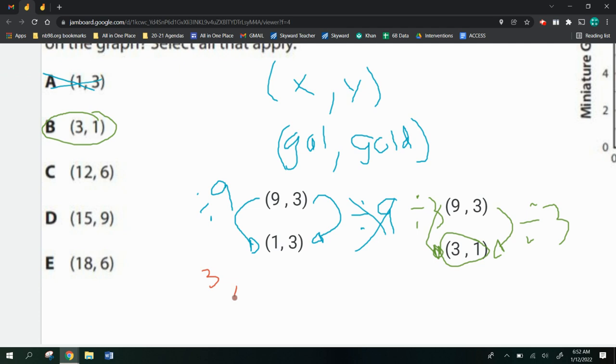So 3, 1, 12, 6. How do you go from 3 to 12? Times 4. Do the same thing to the other side. Does 1 times 4 get you 6? No, it does not. 1 times 4 is 4, not 6.